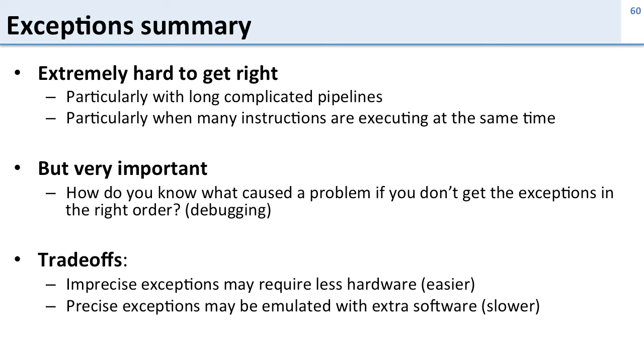And we saw a little hint of some of the trade-offs here. We saw that we could do these imprecise exceptions, which are easier to do, and sometimes we need precise exceptions, and sometimes you can do that by writing the software differently when you need precise exceptions.